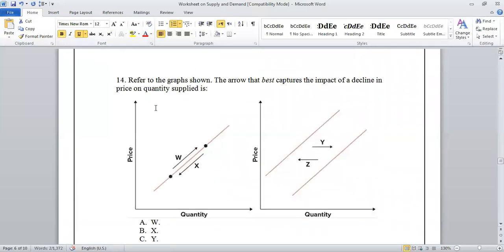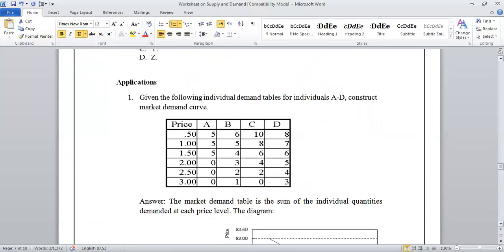Refer to the graphs shown. The arrow that best captures the impact of a decline in price. Is this a shift or a movement? It's a movement. A decline in price means prices have decreased, and this is X, right? So your answer is X.